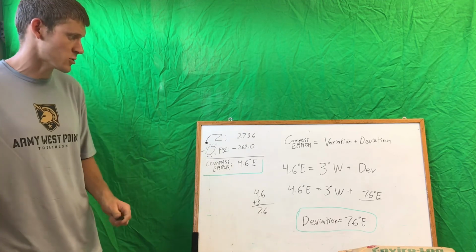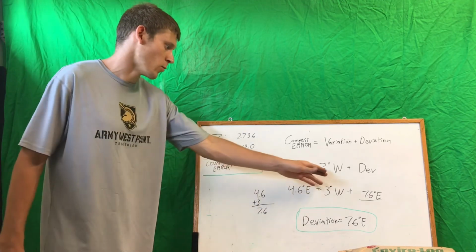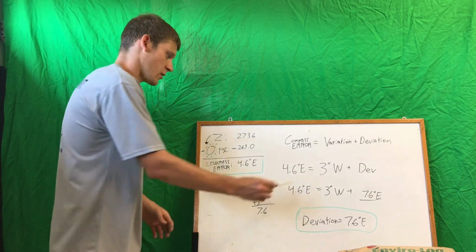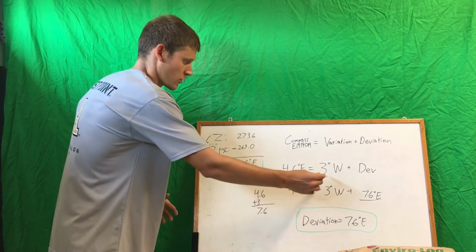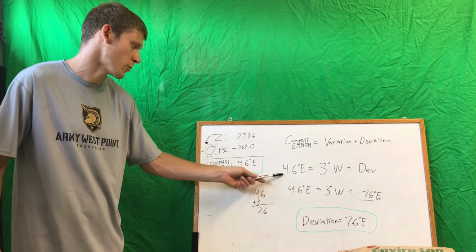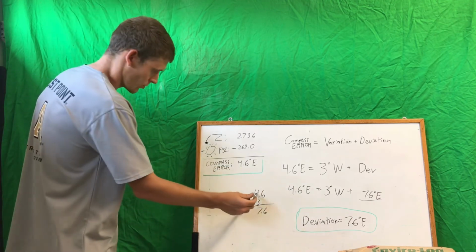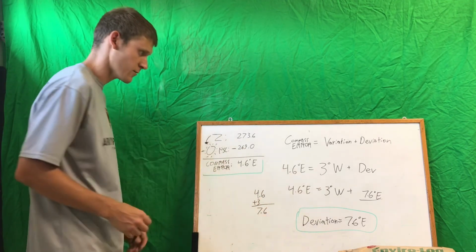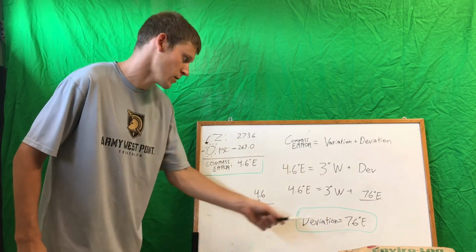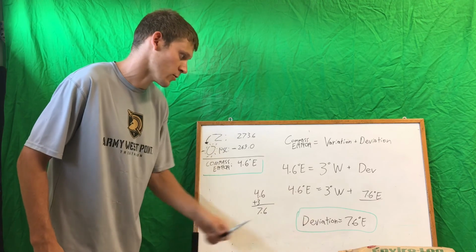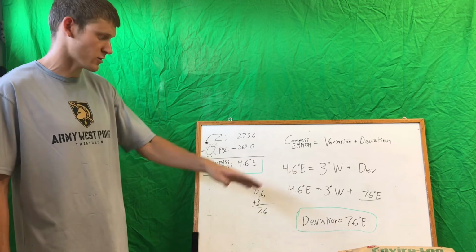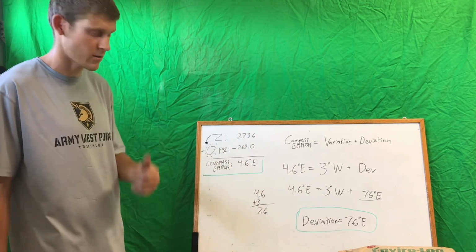I always like to treat west or east as a positive or negative number when I do this. So for this one, we'll say east is positive and west is negative. We need a number minus 3 to get us 4.6. Well, 4.6 plus 3 is 7.6. So 7.6 east, because that's our positive number, minus 3 degrees, or 3 degrees west, gets us 4.6 east. Then you can just look at that, and if it makes sense, you're good to go.